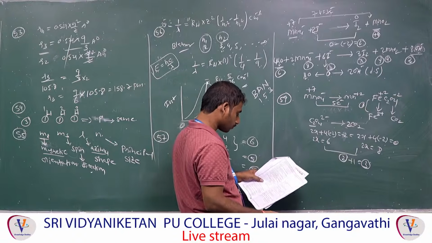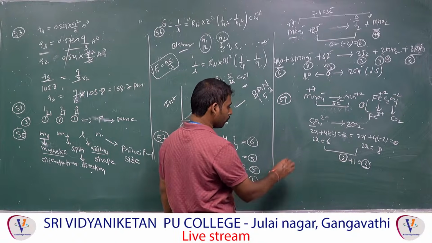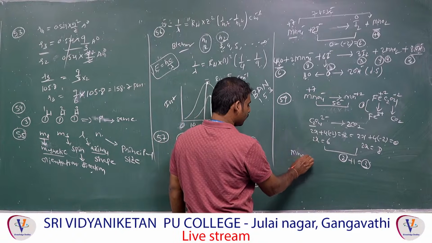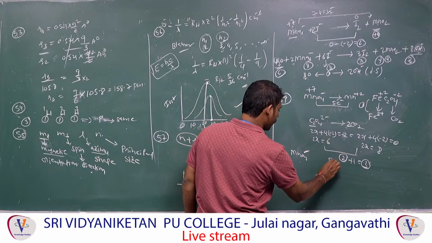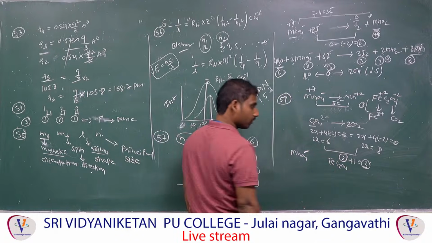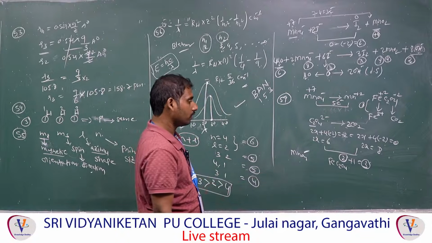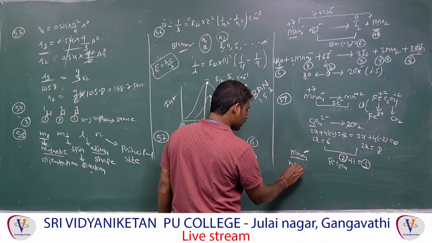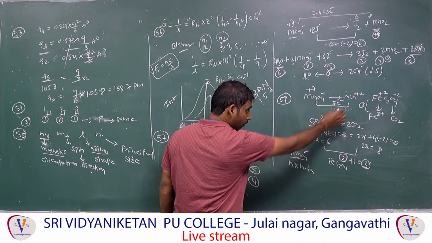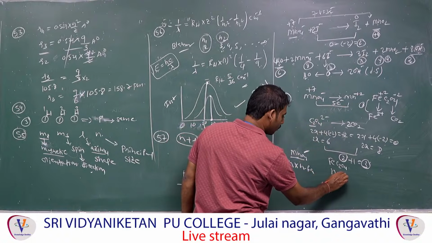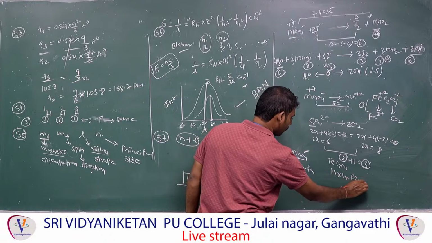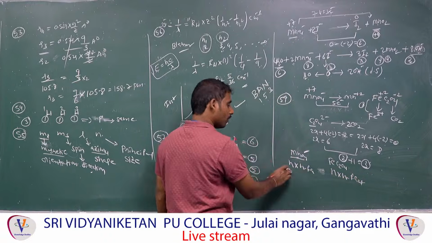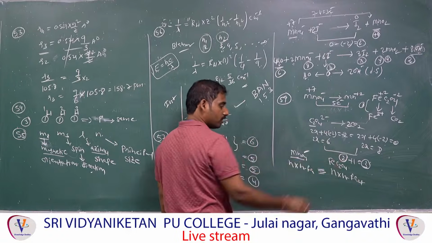What are they asking now? Number of moles of MnO4. One side is MnO4 minus, other one is ferrous oxalate. This is what you call the neutralization principle. Neutralization principle: number of moles into n factor, n factor means number of electrons transferred. Number of moles into n factor is the formula. Number of moles times n factor is equal to number of moles times n factor.